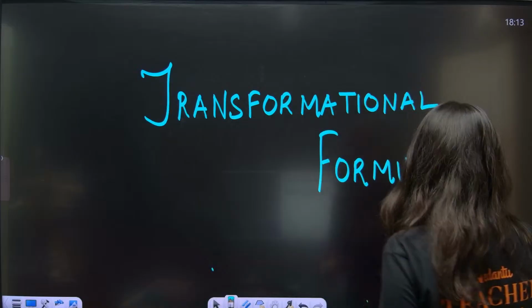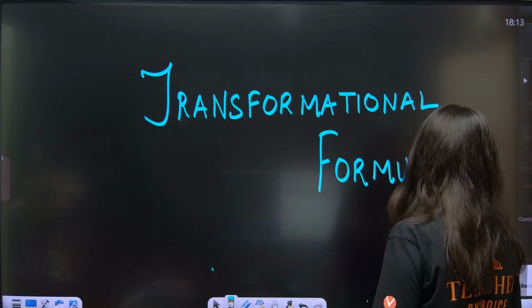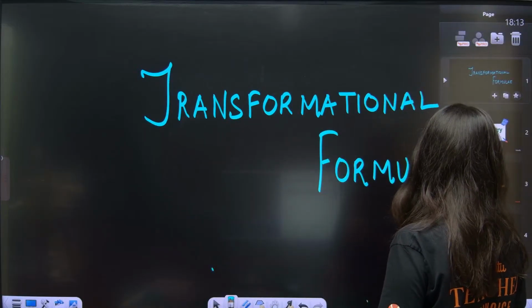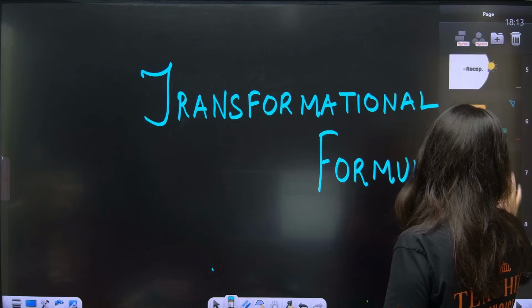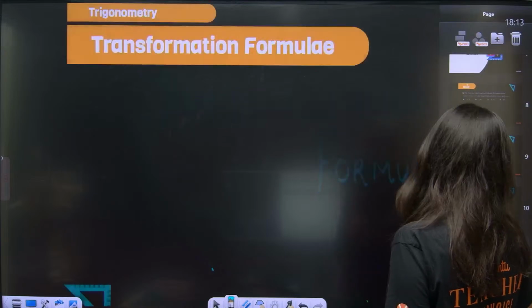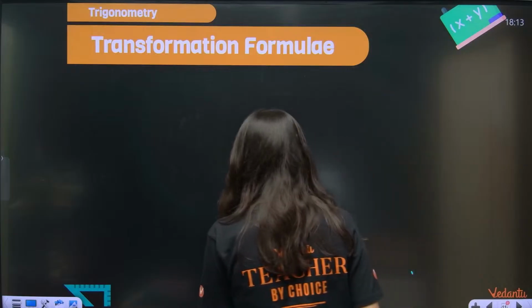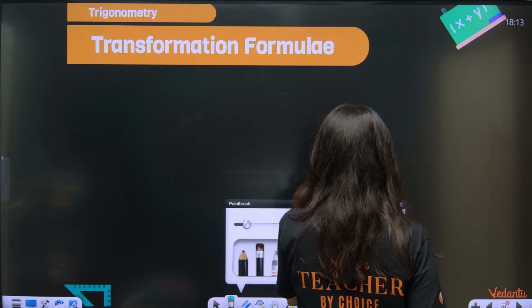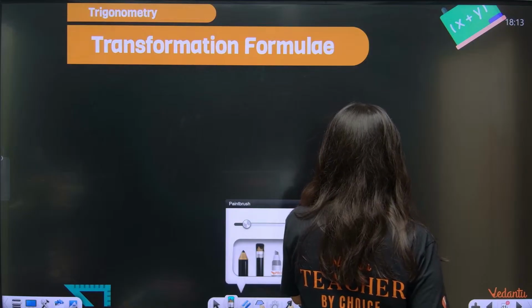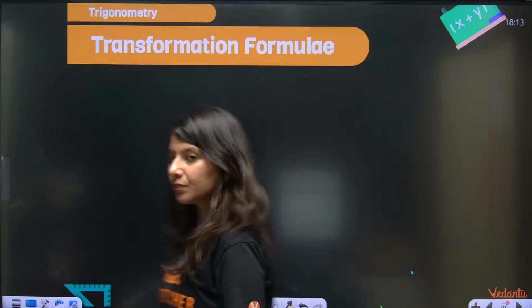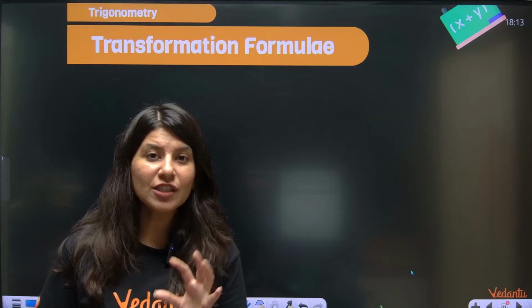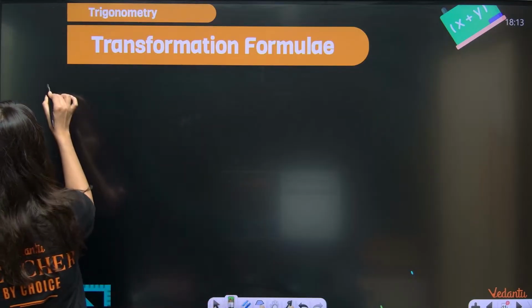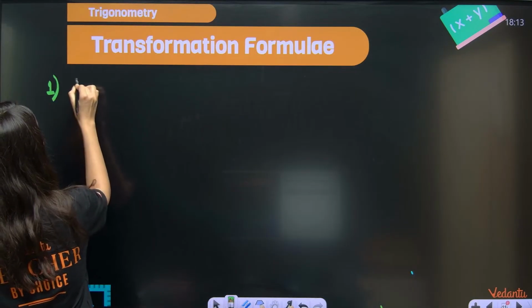Without wasting any further time, let's start transformational formula. I am going to give you 8 formulas. But before I start, let me tell you the first 4 formulas. Do you remember? First of all, the compound angle formula.